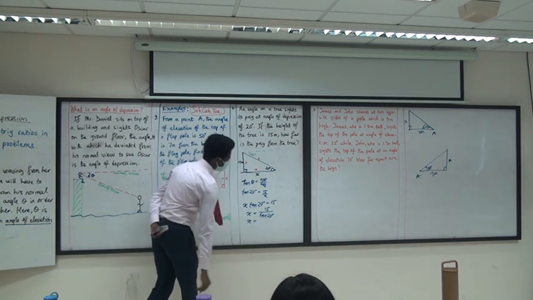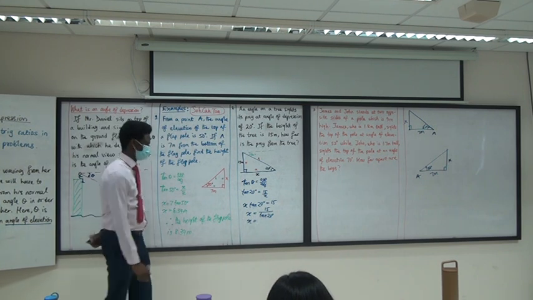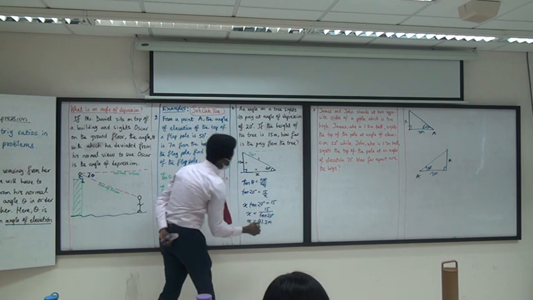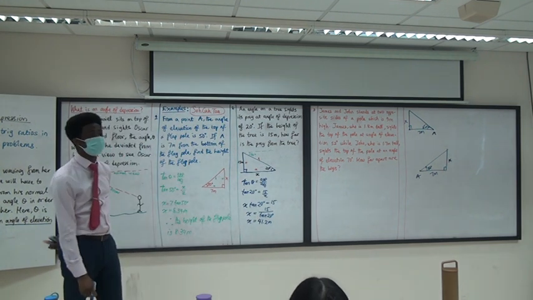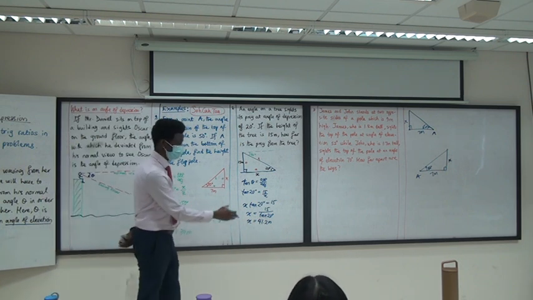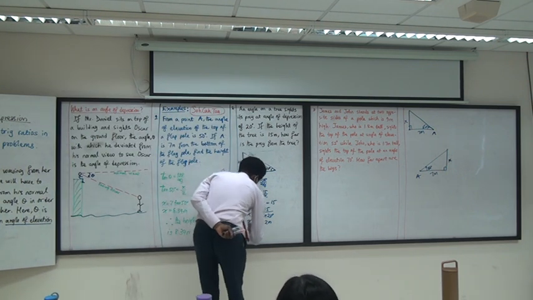41.2. 41.2. So we say therefore the prey is 41.2 meters from the tree. I'll write the comments later. Please write. Okay, maybe I'll write it now. Please write.